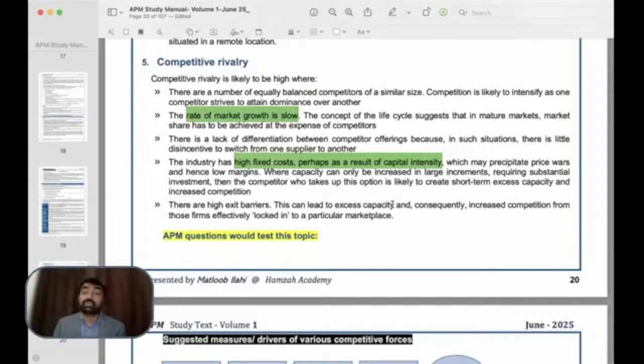Okay, so they will start competing on prices, then cutting prices. So price wars will start. What? Price wars.